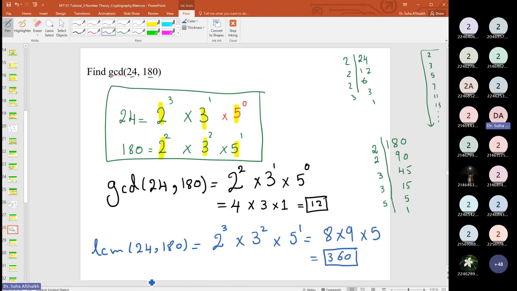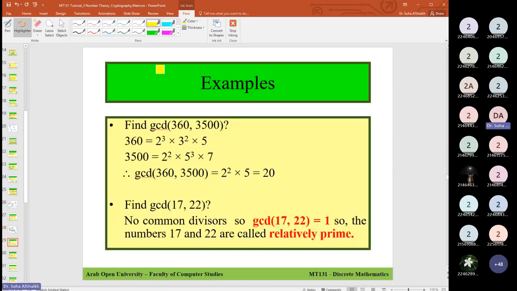You got it? So whenever we have an example like 360 and 3,500, this way is useful when I have bigger numbers. We prime factorize the numbers, write them in a balanced way, and then we find the minimum power for the GCD, and the maximum for the LCM.